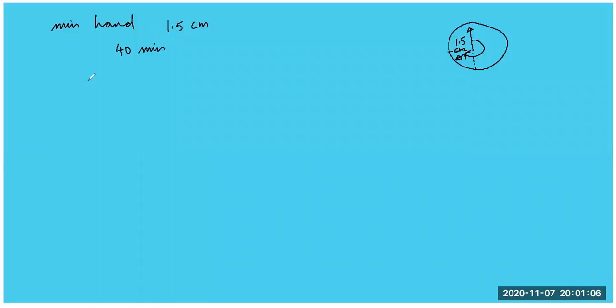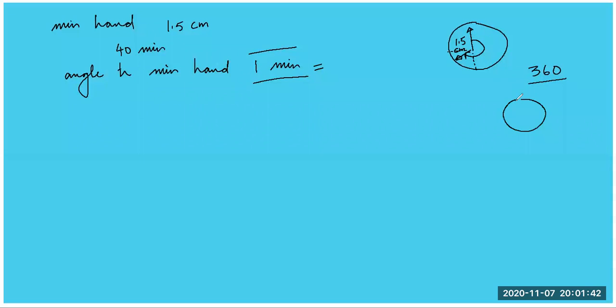So angle traced by minute hand in 1 minute. Yes, any student can tell me? Angle traced by minute hand in 1 minute. 360 degrees. In 1 minute, I am asking. 360 degree is the angle traced by minute hand in 60 minutes. Come on, students. When the minute hand rotates completely, how much is the angle? 360 degree. And when the minute hand completely rotates, how much minutes? 60 minutes. Correct. That is right.